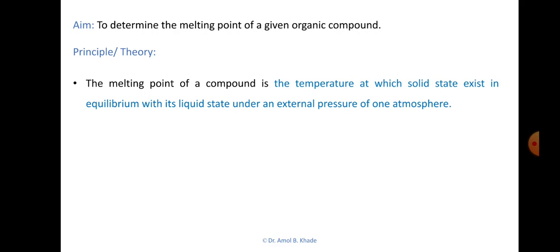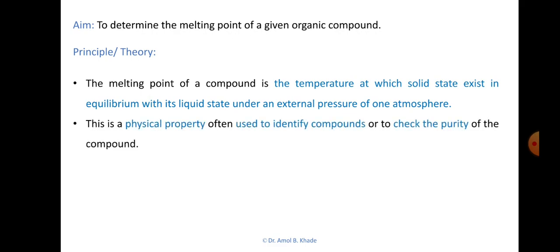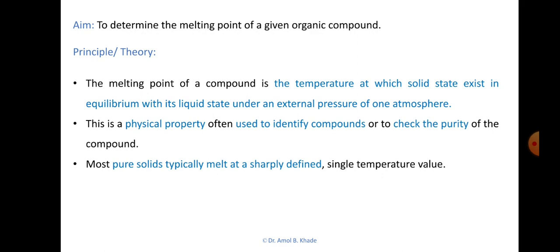And this melting point we can utilize for deciding the purity and the identity of the compound, because this is a characteristic point. Each compound will have its characteristic melting point, and because of that we can use it for identification and purity determination. So this is a physical property often used to identify the compound or to check the purity of the compound, as I told you. Most pure solids typically melt at a very sharp, defined point, or we can refer to it as a single temperature value.